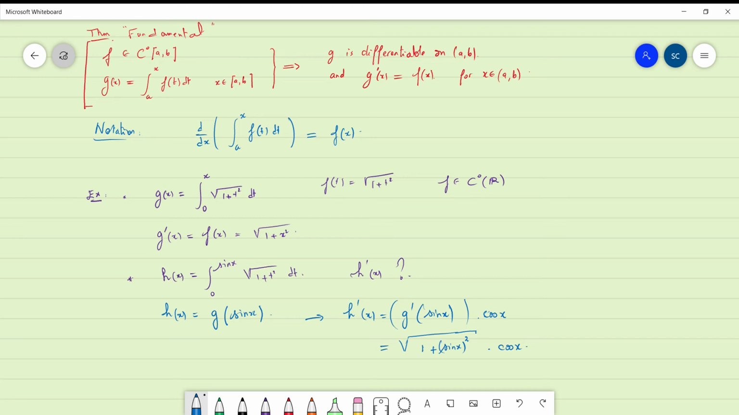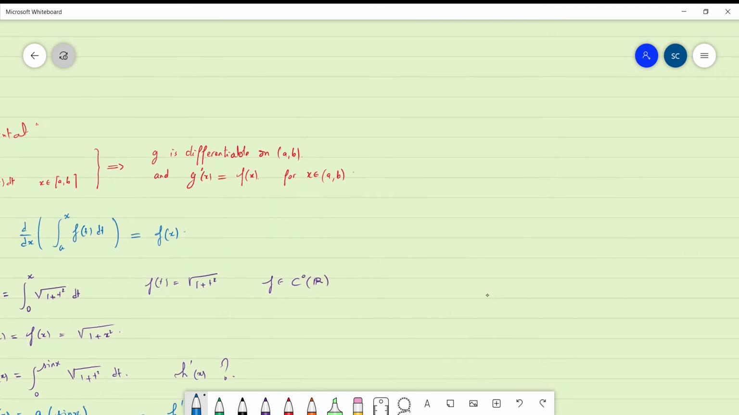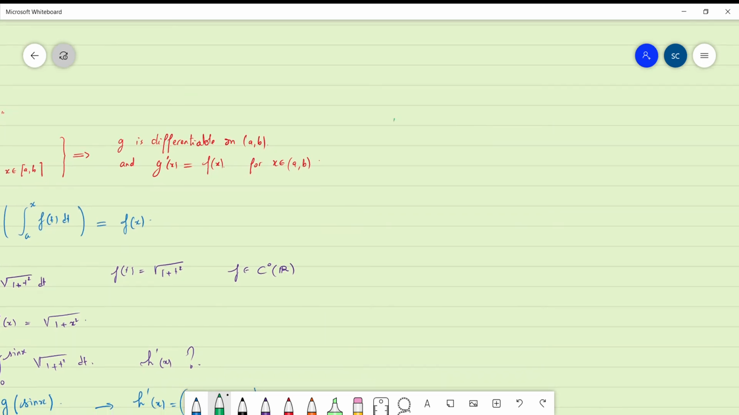Now a second important theorem is called the mean value theorem for integrals. Let's write it here: mean value theorem for integrals. The assumption is continuity of f on [a, b], and that's all.